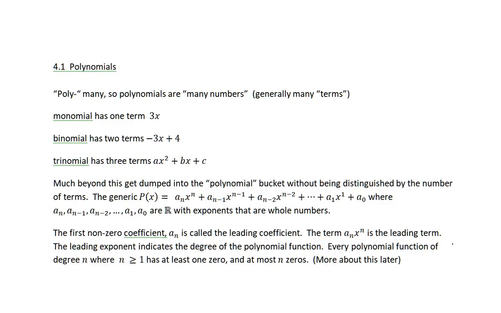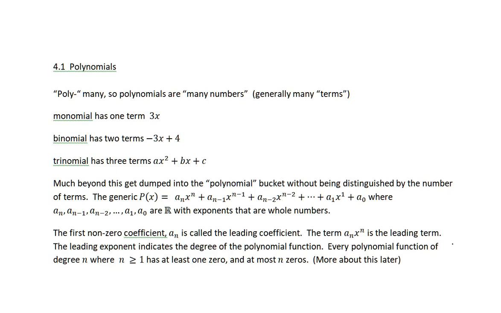Okay, ladies and gentlemen, we're going to be working on polynomials, which is 4.1. This is part 1. So poly meaning many. If you have chemistry, you'll hear about polypeptides. You'll hear about poly showing up in a lot of different things. So poly means many, and so polynomials is basically many numbers or many terms.